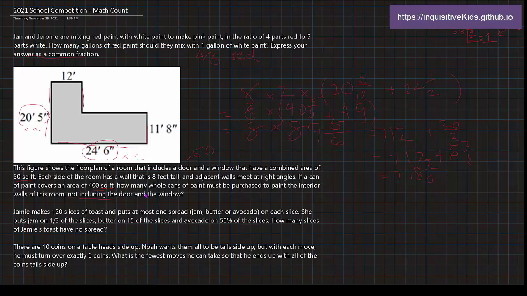So 1 can of paint only covers 400, so that's not enough. What about 2? 2 times 400 is 800, and that's more than 718 2/3. So then 2 cans need to be purchased. All right.